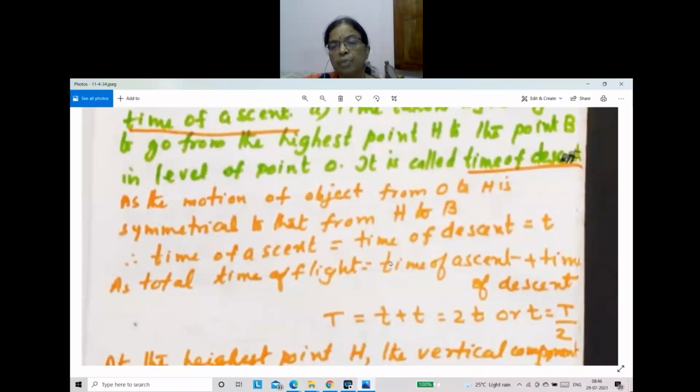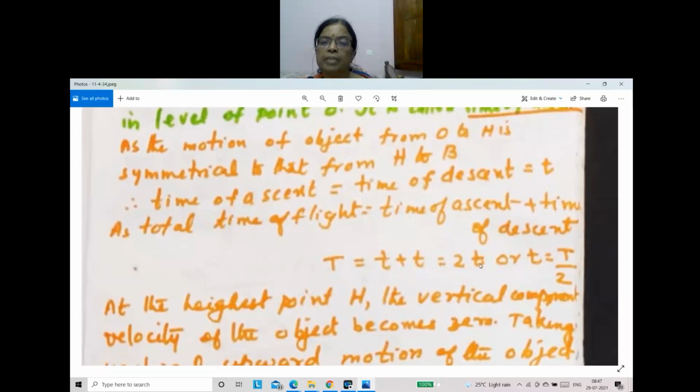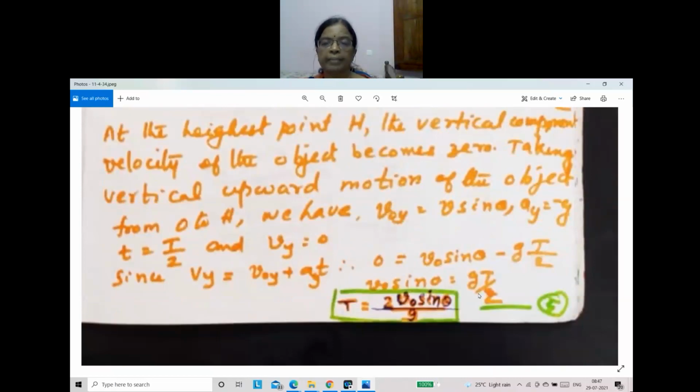That is done here. See, doubling it. Time of ascent equal to time of descent equal to small t. Therefore, total time of flight equal to time of ascent plus time of descent, that's equal to small t plus small t, 2t. Or small t can be written as capital T by 2, and that is substituted here. In the place of time, we write capital T by 2, where capital T is the total time, time of ascent plus time of descent. Total time by 2 is our time needed. Okay, so v0 sin theta equal to gT by 2. Therefore, T equal to 2 v0 sin theta by g. One expression we got, the time of flight.